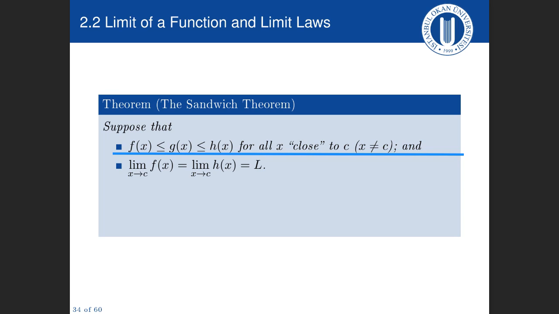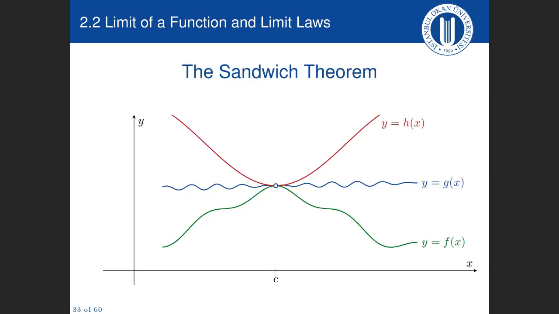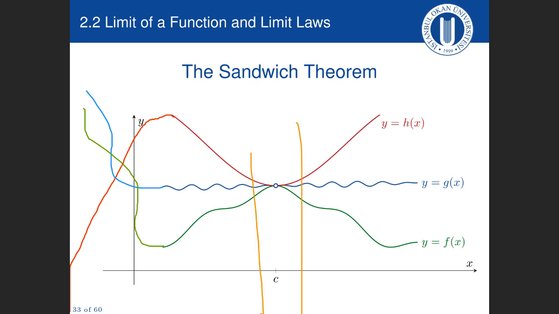And I don't need this to always be true. I only need this to be true close to c. So if I go back to my picture and if I draw on it a little bit, I only care what happens close to c. So if something different happens over on the left, maybe we have something like this on the left, it doesn't matter. I only care what happens if we are close to c.